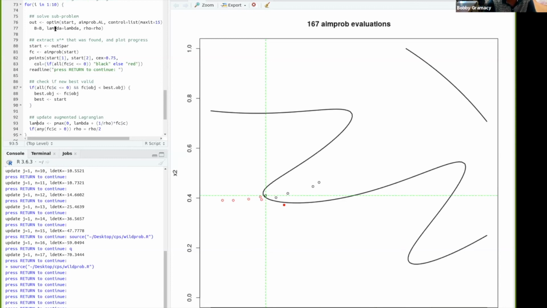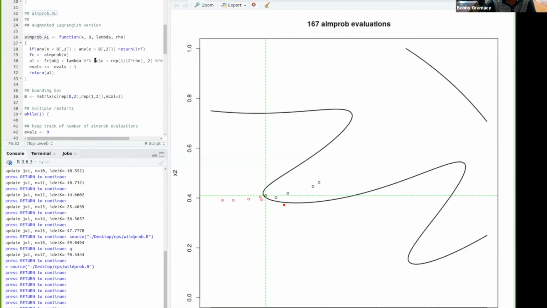Now, inside of this optim, it's calling the augmented Lagrangian. And inside the augmented Lagrangian, it's calling the expensive function. And in fact, it did that 167 times. So it had to evaluate the expensive function 167 times, even though it only did 1, 2, 3, 4, 5, 6, 7, 8, 9, 10 loops through the augmented Lagrangian method. So it's quite expensive. Solving this problem, even locally, even starting here, required a lot of evaluations of the expensive function.